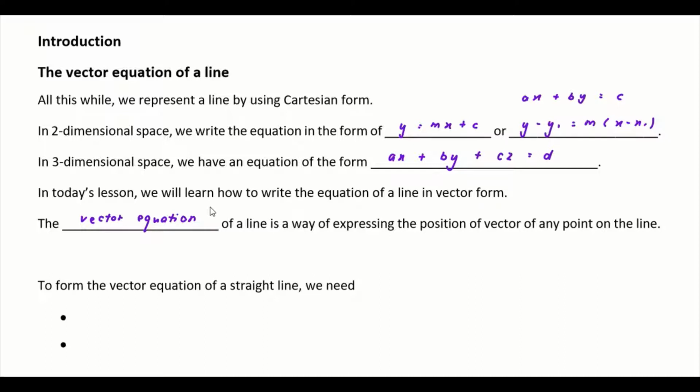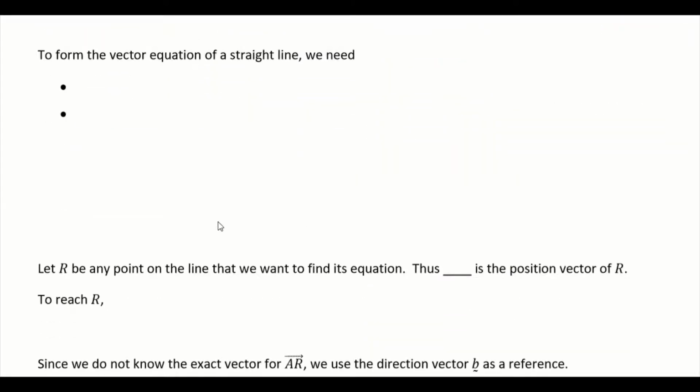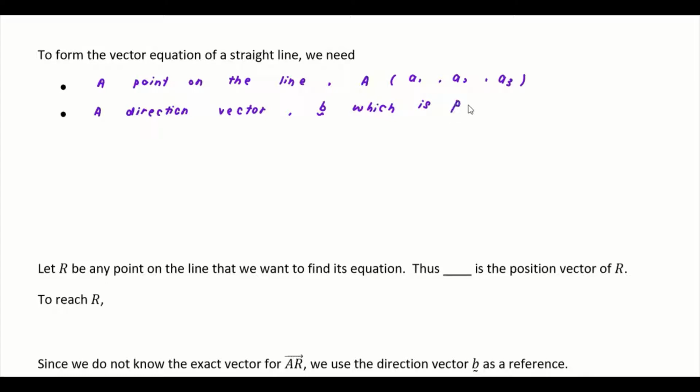So we are going to look at how we create this vector equation. To form the vector equation of a straight line, we'll need two things. The first one is a point on the line. In this case, we'll denote it as A. A is a point that we already know on the line, so the coordinates are represented by A1, A2, and A3. The second thing that we need to know is a direction vector. Later we'll explain what a direction vector means. A direction vector will normally be denoted by B. This direction vector must be parallel to the line.